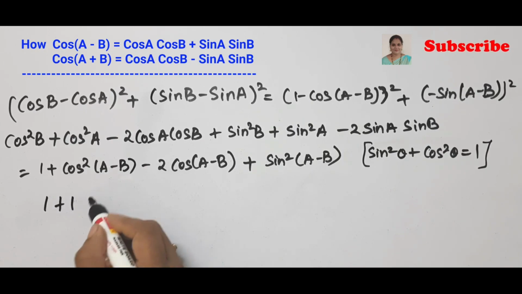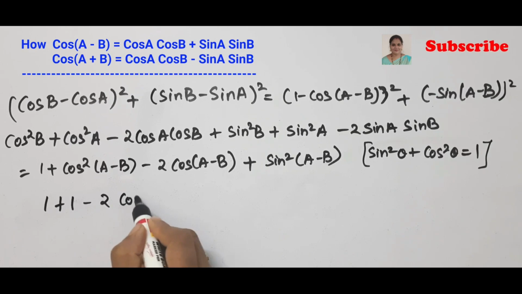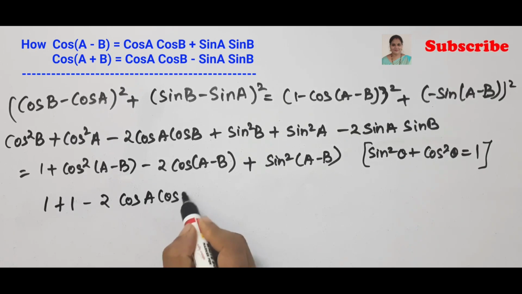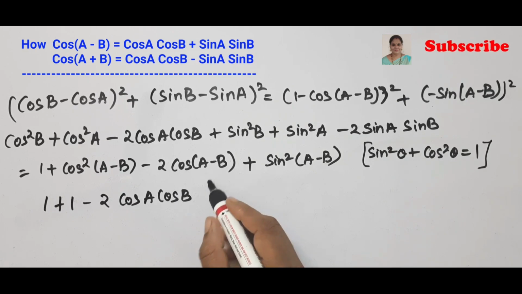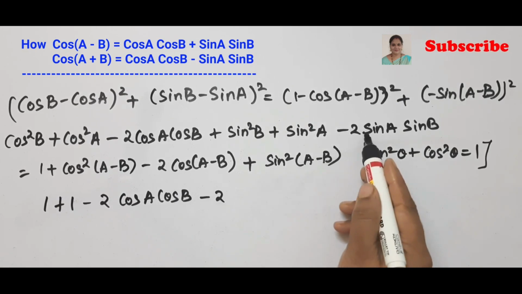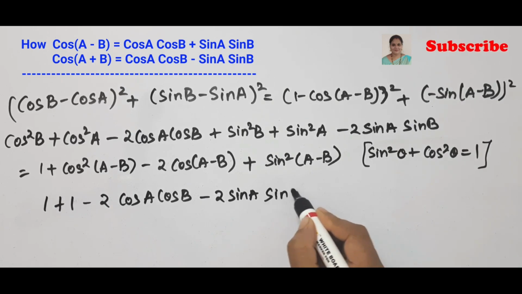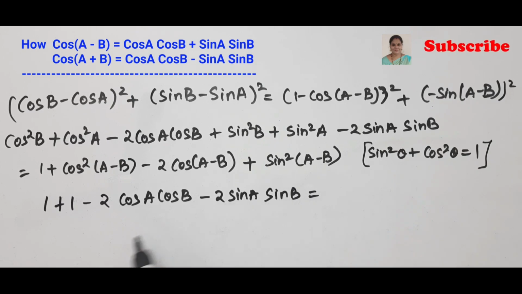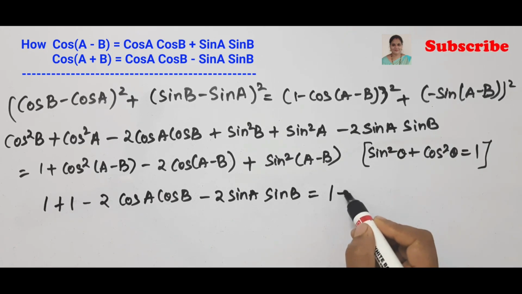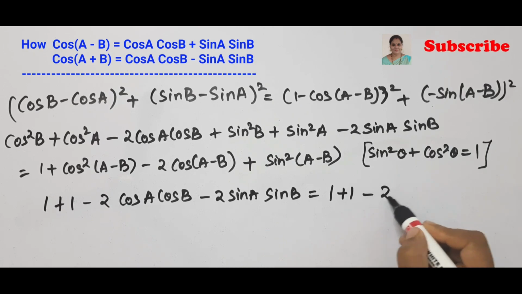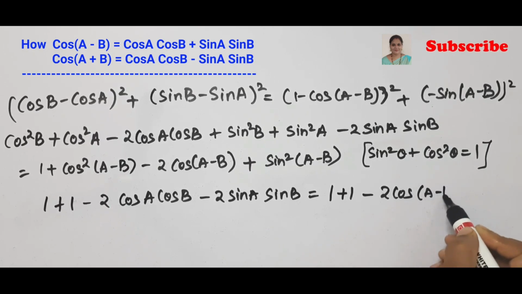Next, left is nothing but minus 2 cos A cos B minus 2 sin A sin B equal to 1. Here also, if you take the angle as A minus B, then sin square of A minus B plus cos square of A minus B is nothing but 1. So this again becomes 1 plus 1 minus 2 cos of A minus B.